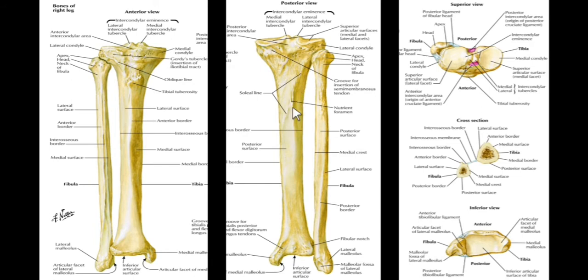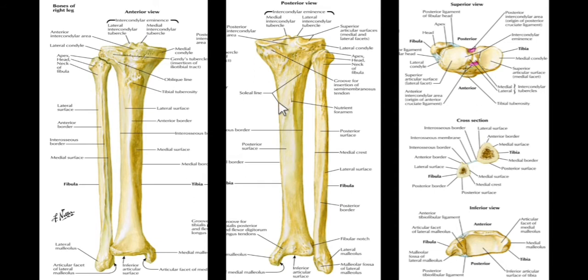You can see the nutrient foramen on the upper one-third of the posterior surface of the shaft of the tibia. The nutrient foramen is the widest and largest foramen, and it is supplied by the posterior tibial artery. It is the biggest nutrient artery of the body.